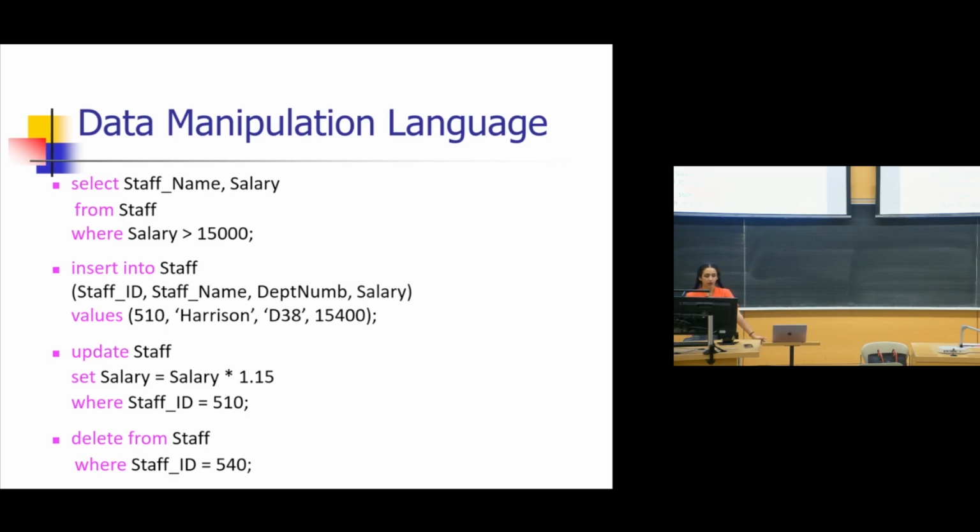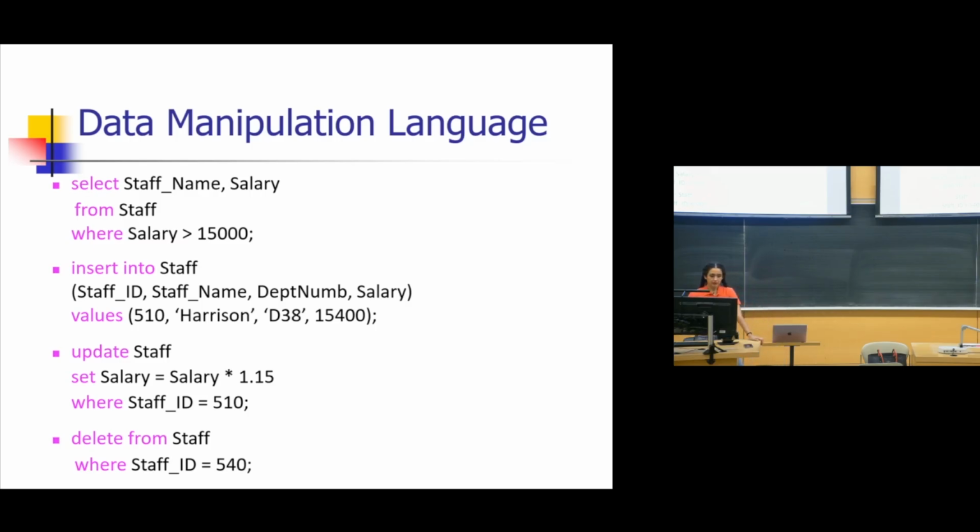For example, where staff ID is this. Then whatever condition you have always comes in the where clause, right? So we write, for example, update the staff, set salary equal to whatever update you want to do, and then if you have any condition, like updating the salary of Mona, then you write, for example, where staff name is Mona or where staff ID is something.